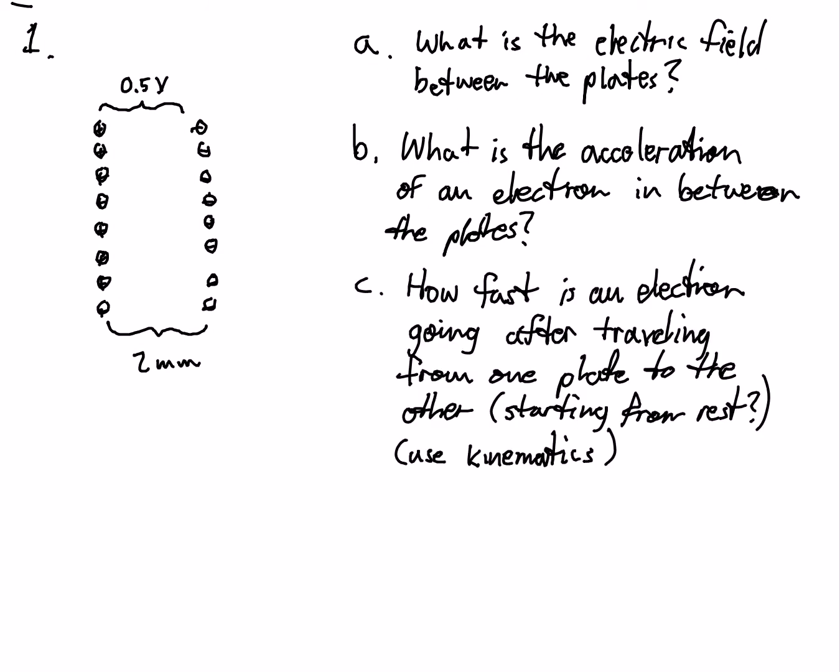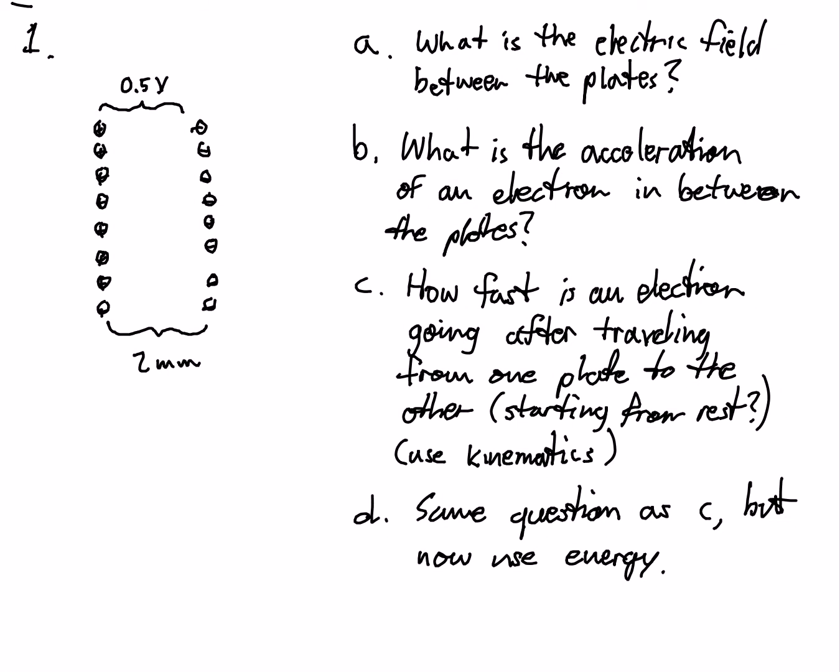Part C, how fast would an electron be going after traveling from one plate to the other starting from rest? Of course, it'll be traveling from the negative plate to the positive plate starting from rest. Solve this one using kinematics. That is, use the acceleration that you got in part B and the distance the electron has to travel to find out how fast it would be going. Part D, now answer the same question as C, but this time use energy and voltage instead of kinematics and acceleration. You should get the same answer.